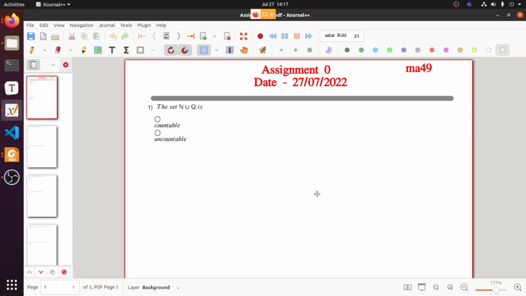Okay, so this is assignment 0. The first question is: is the set N union Q countable or uncountable? N is the natural numbers, Q is the rational numbers. A countable set means there is a bijection from the set of natural numbers to that set. So N itself is countable, by definition.